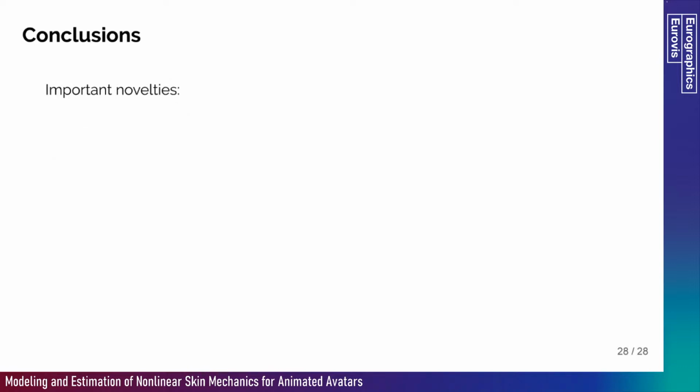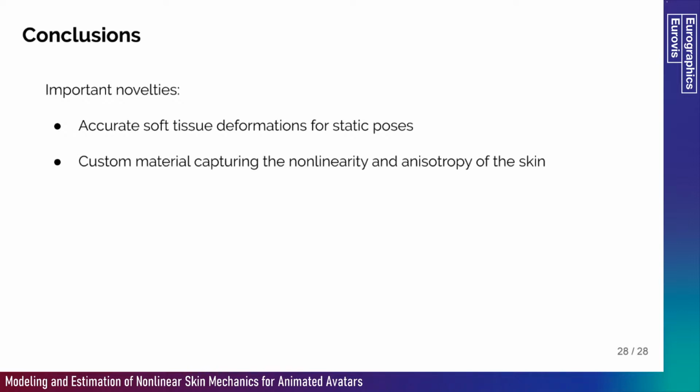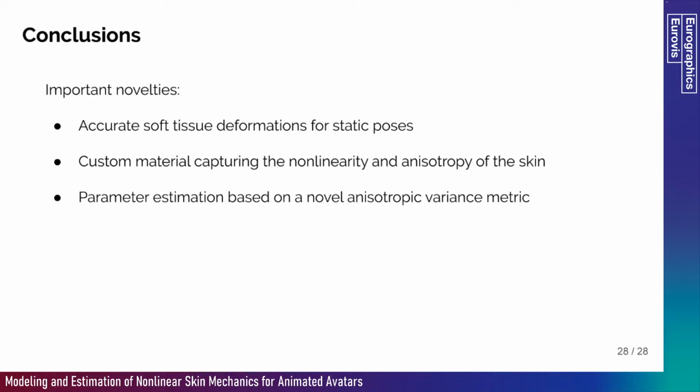On the positive side, our proposal has the following important novelties. We preserve the surface of the statistical model for static poses, ensuring realistic static deformations. Also, we use a custom constitutive material that captures the nonlinearity and anisotropy of the skin. The importance of these properties is proven, both for correct representation of the captures and for realistic external interactions. Finally, our parameter estimation is based on a novel anisotropic variance metric, a key feature for the estimation of anisotropic materials.